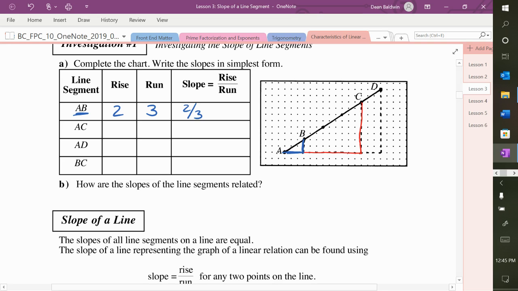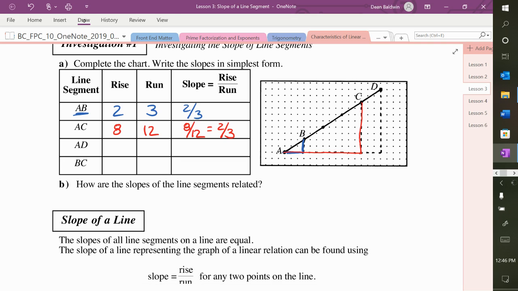Now let's go A to C. What's my run for A to C? 12. What's my rise? 8. Can you reduce that fraction? What goes into 8 and 12? 4. So it reduces to 2/3.